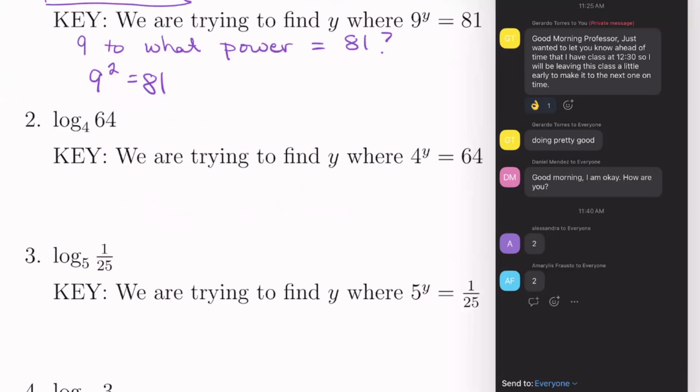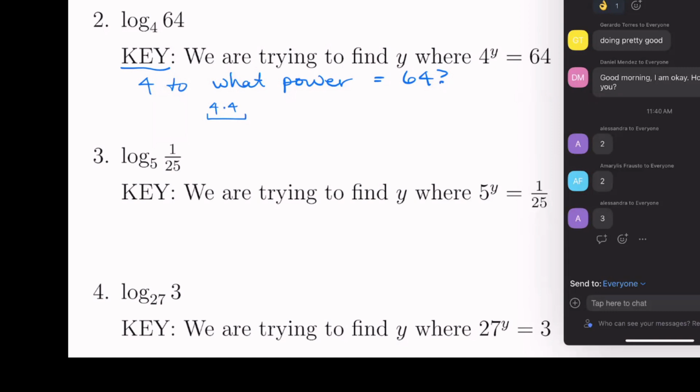How about the next one? Log base 4 of 64. The key is that we want to find a y where 4 to the y power equals 64, or 4 to what power equals 64. 16 times 4 is 64, so 4 to the third.